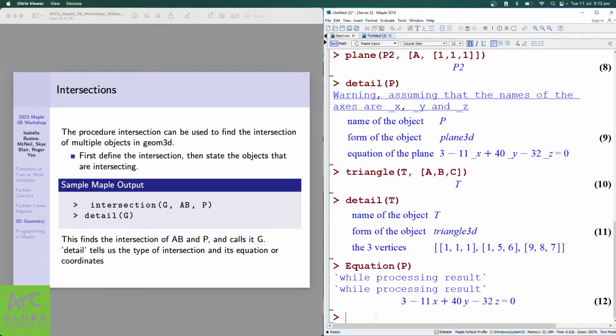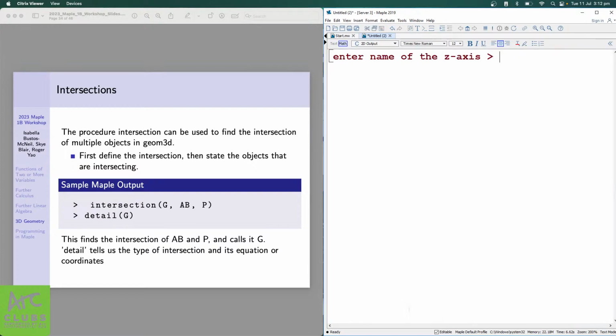Okay, now this is probably the most useful part. It's probably the reason why we would want to use this Geom3D package in the first place, and that's because it allows us to find the intersection points of multiple objects in Geom3D. So let's restart this. Restart. Okay, and let's include the Geom3D package.